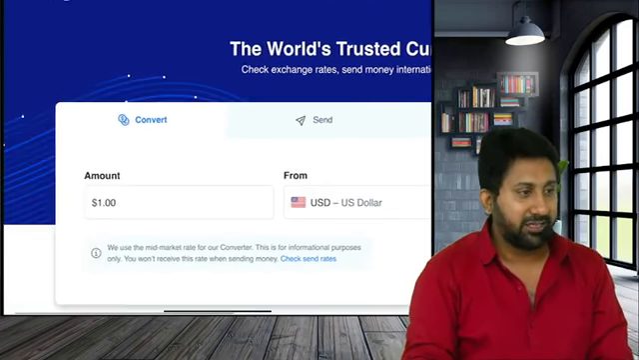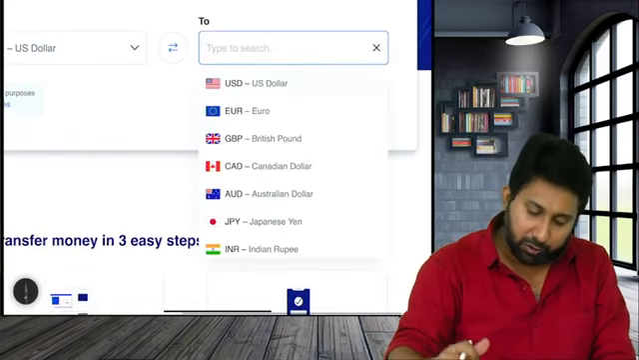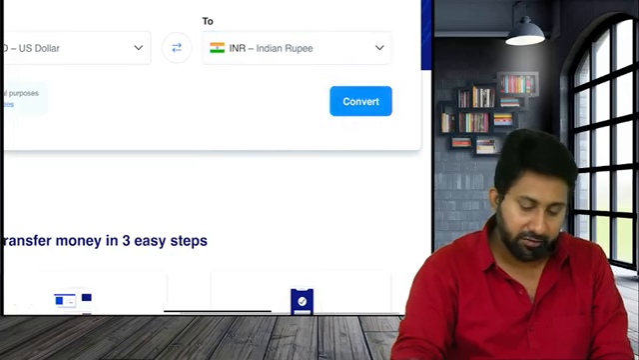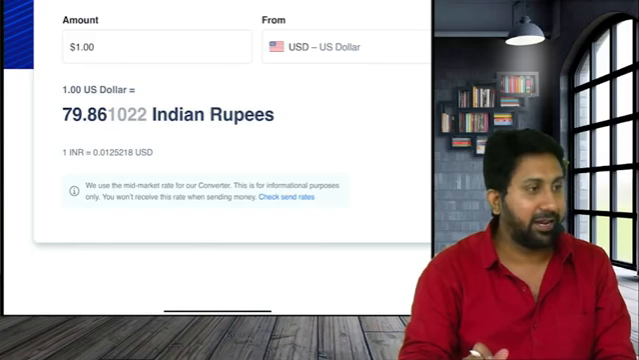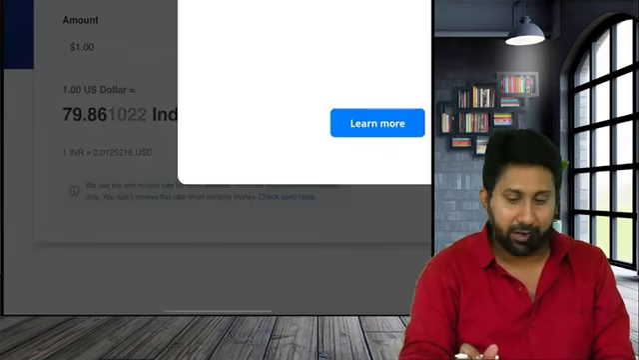Everything you can do using this website. Sir, I will check this. Today, dollar to rupee, let us see. Convert. They will give the exact official exchange rate. 79.86, this is the Indian rupee.